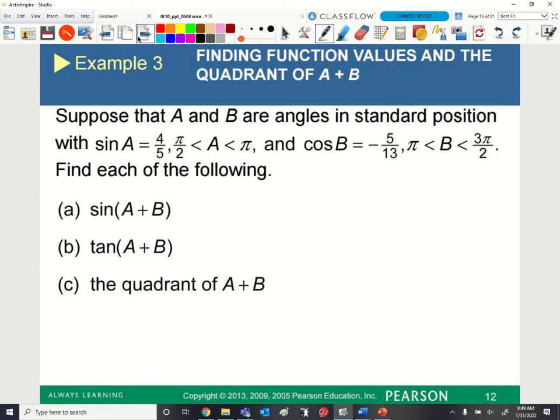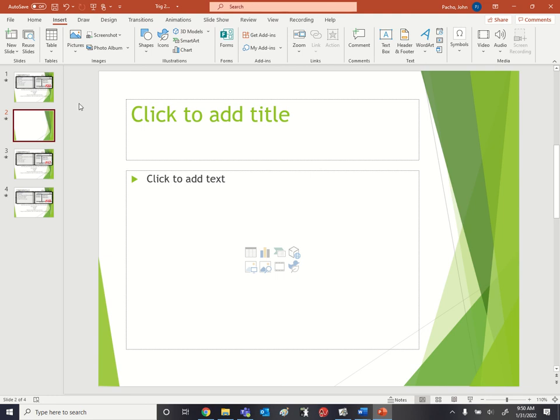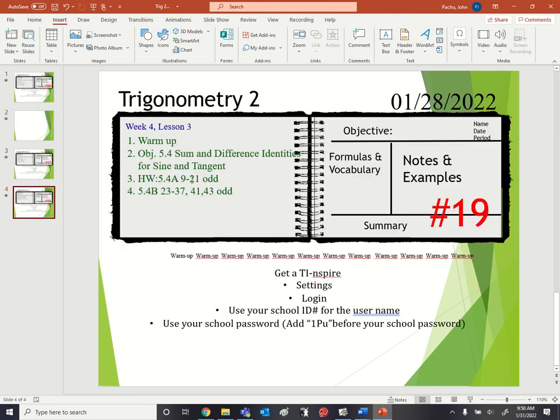So you have example 2, and now you can open up and do some more of the homework to go along with it, from my homework assignment, which is right here. It is 15 through 54, odd. Oh wait, wrong one. It should be 5.4. I apologize. Here it is for 5.4. It is 9 through 21 odd, 23 through 37, and 41 through 43.